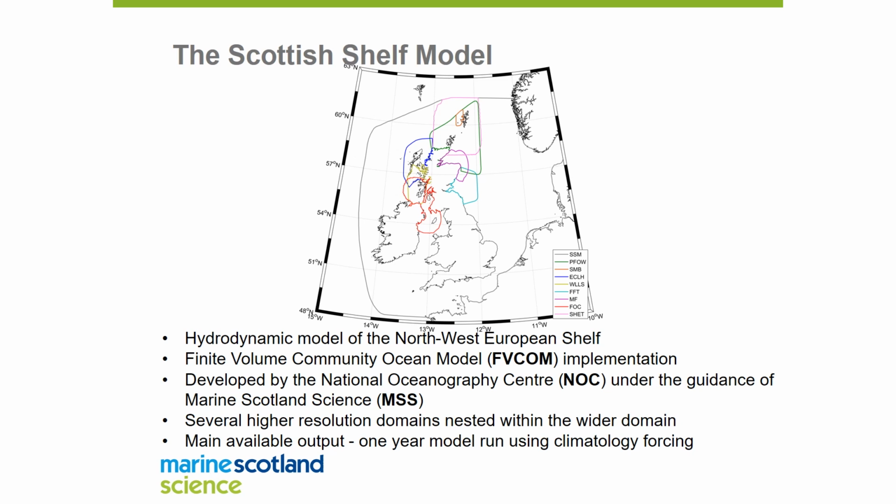Model outputs from the Scottish Shelf Model are available to the wider scientific community, and the main available output is a 1-year model run using climatological forcing to represent an average year. So this forcing has been averaged over a 25-year period and applied to the model, which has then been run for a single year. The benefit with this is that you only have to run the model for one single year and you get a product which represents average conditions.